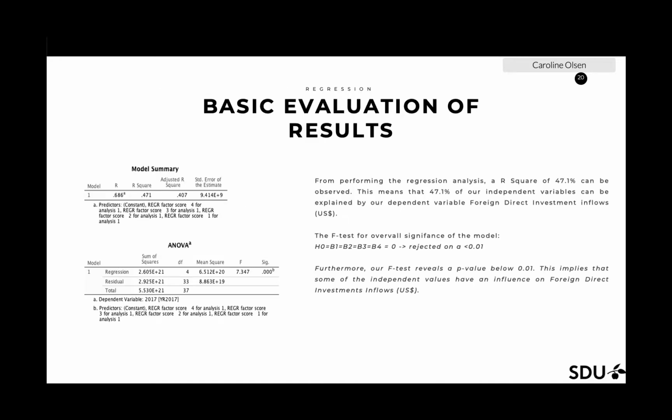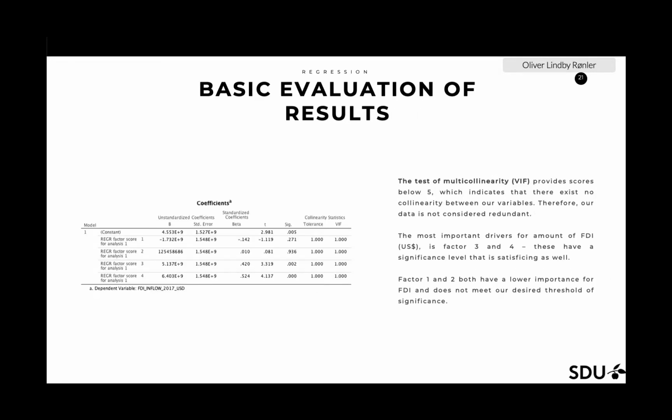So after performing our regression analysis, we can observe an R-square of 47.1%, indicating that 47.1% of the variation in FDI inflows is explained by our independent variables. Moreover, it can be observed from our F-test that some of our independent variables have a significant influence on FDI, as our p-value is below our alpha level of 0.01. Therefore, we reject the null hypothesis that our independent variables have no influence on FDI.